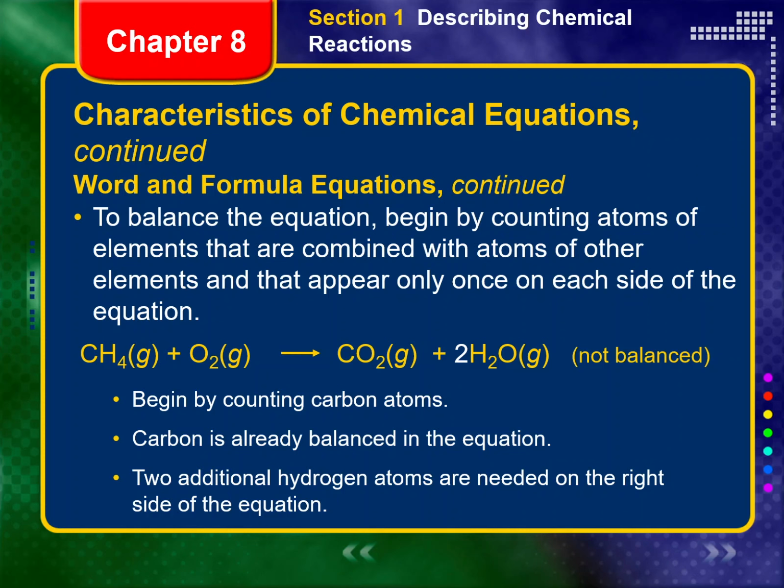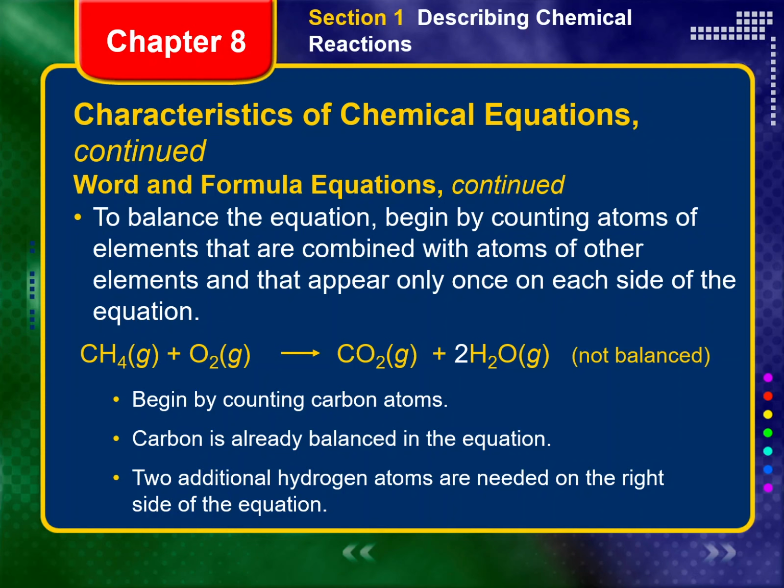Inspecting the formula equation reveals that there is one carbon atom on each side of the arrow. Therefore, carbon is already balanced in the equation. Counting hydrogen atoms reveals that there are 4 hydrogen atoms in the reactants, but only 2 in the products. 2 additional hydrogen atoms are needed on the right side of the equation. They can be added by placing the coefficient 2 in front of the chemical formula H2O.